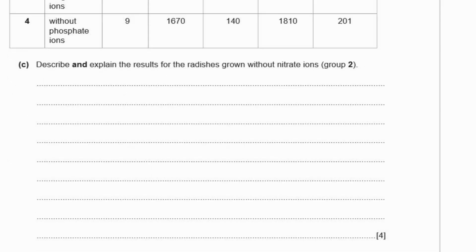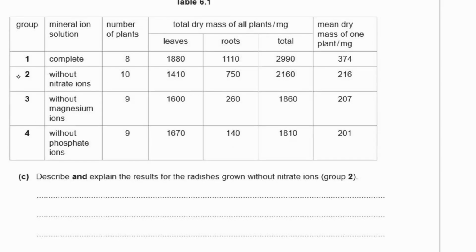Okay. C. Describe and explain the results for the radishes grown without nitrate solutions, which is group 2. Okay, so let's look at the one without nitrate solutions. That's this group. Okay, so if you look at those, the mean dry mass is much smaller than the complete solution, the solution with all the mineral ions in. Okay, if you look at the leaf mass, it's smaller. If you look at the root mass, it's smaller, so it's smaller for both of them.